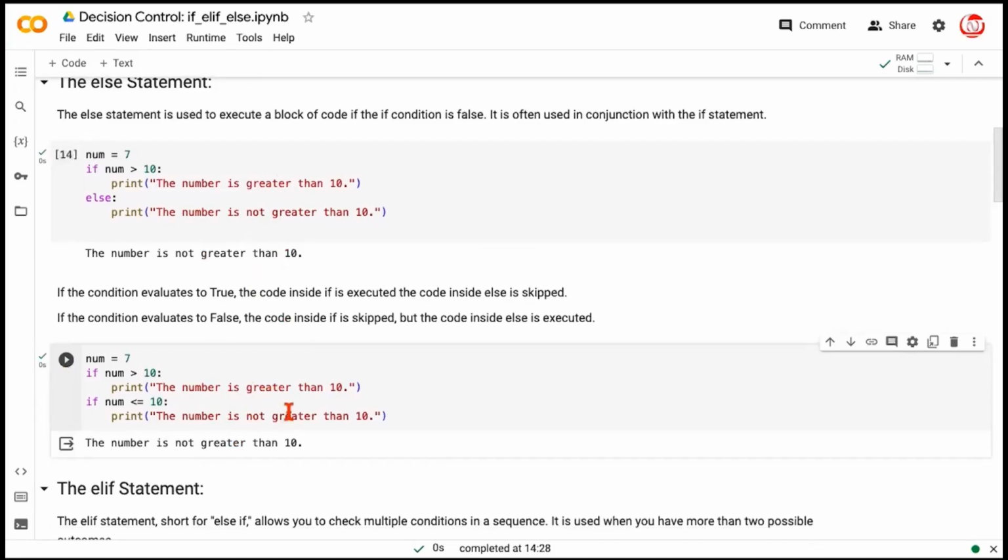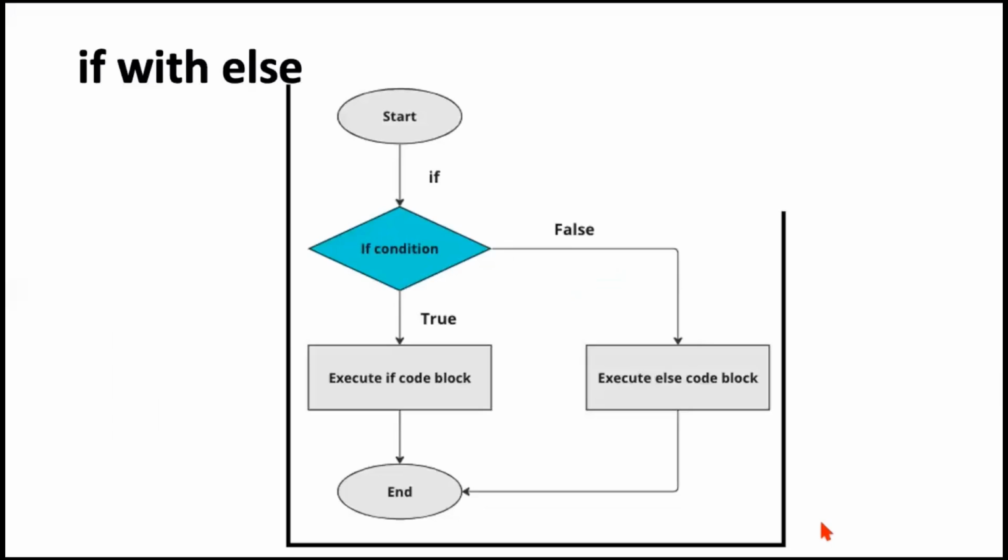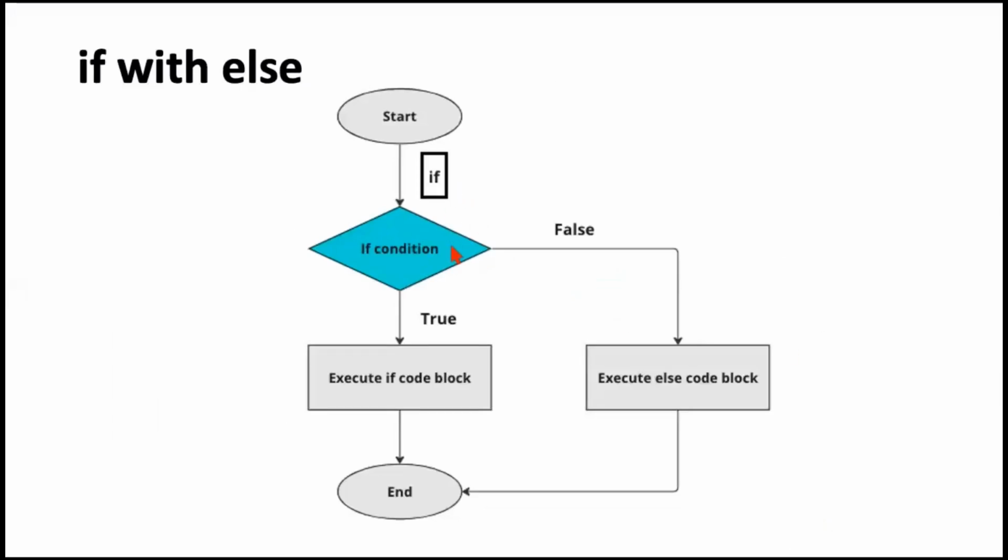And that's what I'll try to explain to you through the flowchart. So here's what is happening. When we use if with else, we check for the condition. Condition only comes with if. We check for the condition. If it's true, the if block is executed. If the condition is false, then we go to the else block and execute it, and the execution ends.